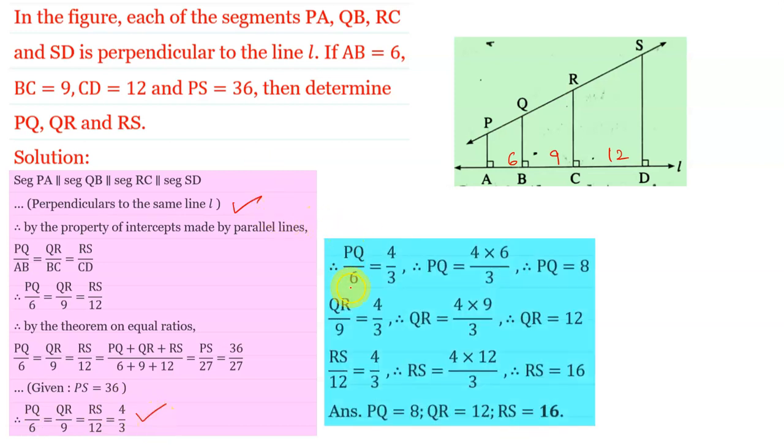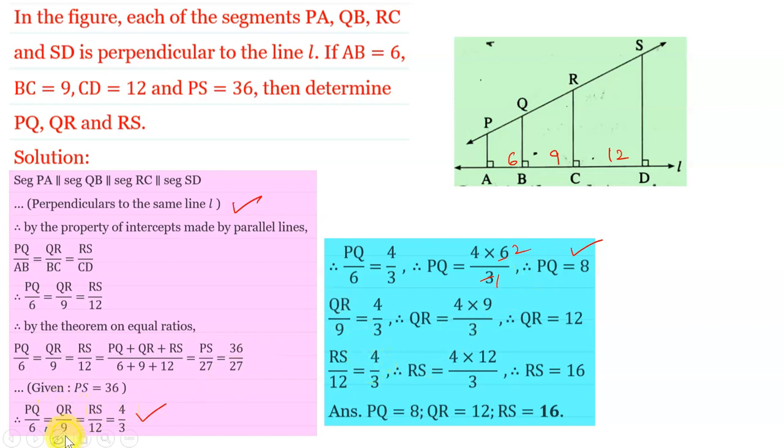PQ upon 6 is equal to 4 by 3. Therefore PQ is equal to 4 into 6 upon 3. Hence PQ is equal to 8. Simplify: 2 ones are 2 and 3 twos are 6.